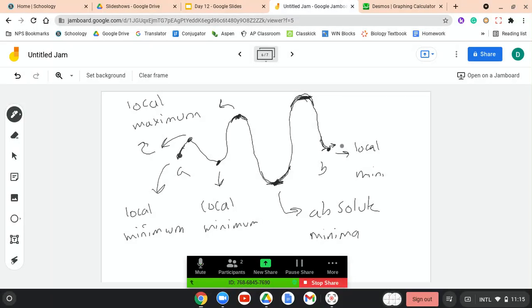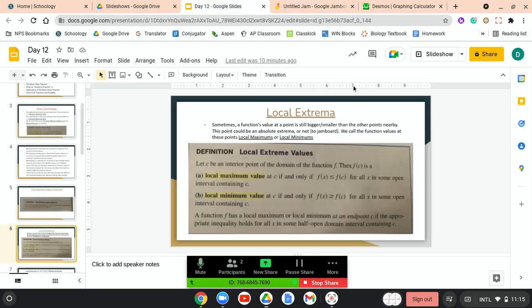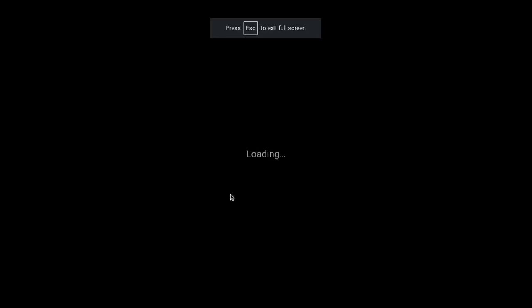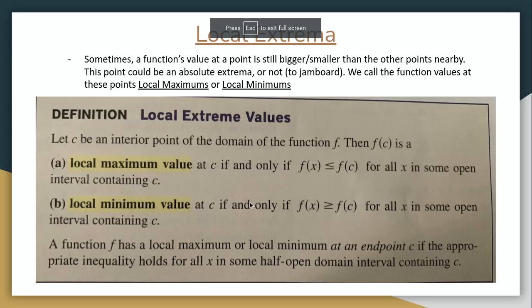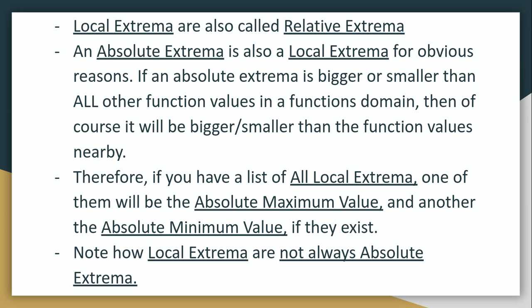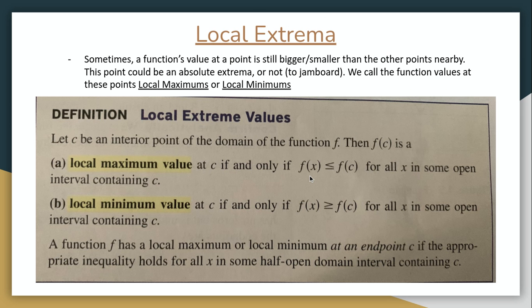Okay, yeah. We cool with that? So all the caveat at the bottom is saying is that if you have an endpoint, we use the same definition. It just has to be less than or greater than the function values to one side of it. Half open domain. Does that make sense? Cool. I hope it's helpful looking at the textbook definitions. They seem complicated at first, but then going through them you go, oh, I understand them now.